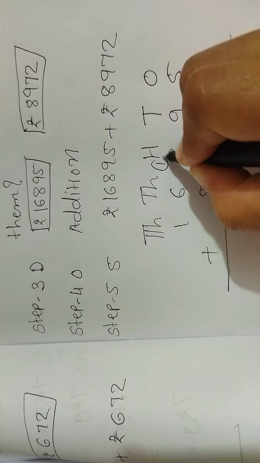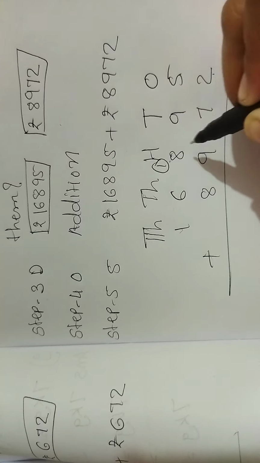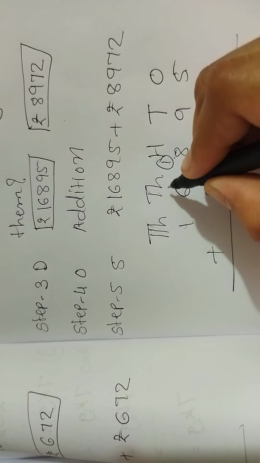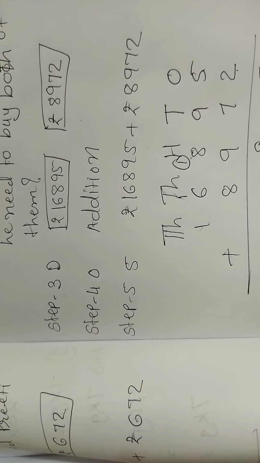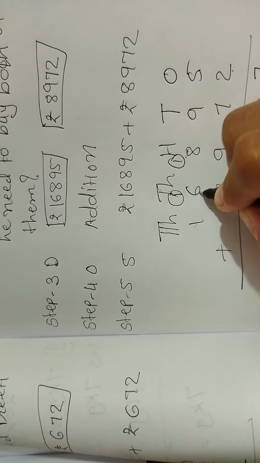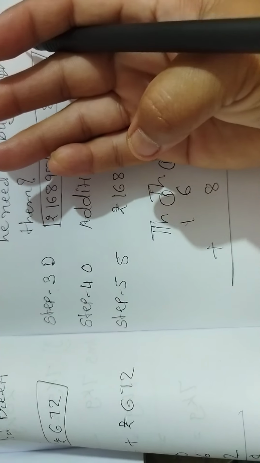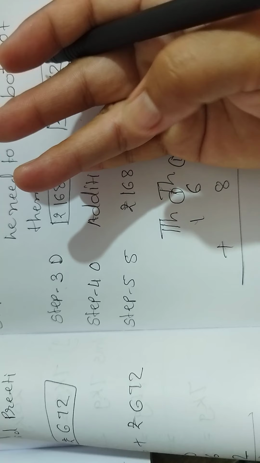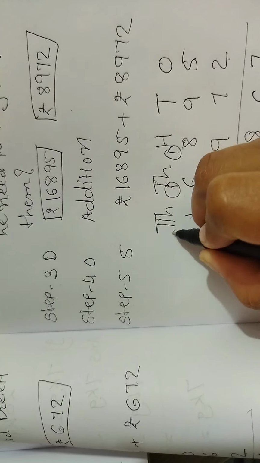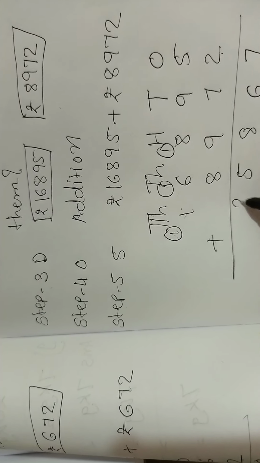1 is a carryover. 1 plus 8, 9. 9 plus 9, 18. 1 is a carryover. 6 plus 1, 7. 7 on your mind, 8 on your fingers. 7, then 8, 9, 10, 11, 12, 13, 14, 15. We have to write 5 here. 1 is a carryover. 1 plus 1, 2.